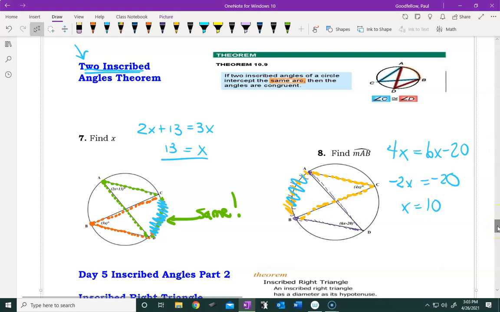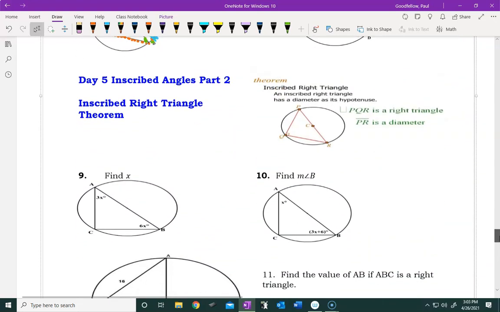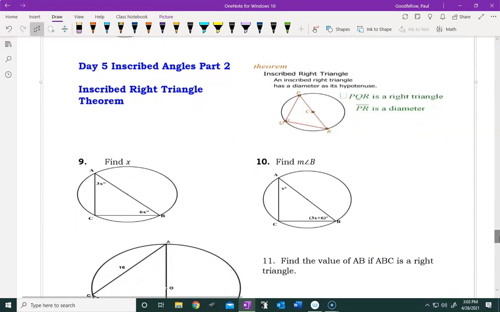Now, some other interesting things that you can do with inscribed angles is you can inscribe some shapes. Now, what we're going to do right here is we're going to do day number 5 backed right on top of day number 4. It's kind of like the two of them go together. So you're going to watch both videos, and you're going to give both of these homeworks a try.